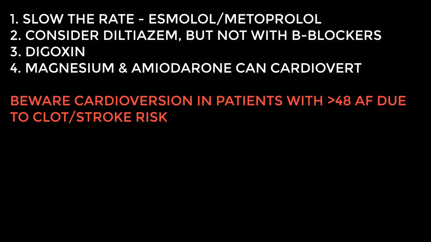The second method of control is using calcium channel blockers such as diltiazem, or you can use digoxin. All of these can be given intravenously apart from bisoprolol, which is an agent down the line, and you can also consider giving these patients magnesium, which can actually cardiovert them as well, because it stabilizes the cardiac membrane. So once your rate's been controlled, you need to anticoagulate these people because they have risks of having clots in their atria, as we've already discussed.